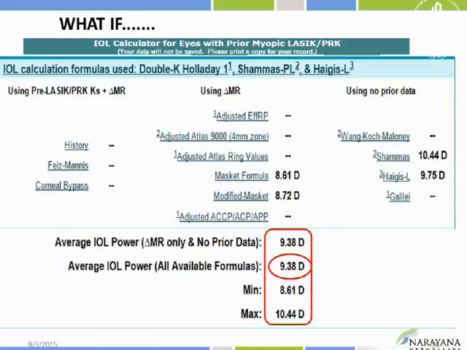Again, what if we didn't have Op scan? So this is just the refraction and the IOL Master. Again, the keratometric index, no Op scan data, 9.3. You would have still implanted 9.5 diopters.